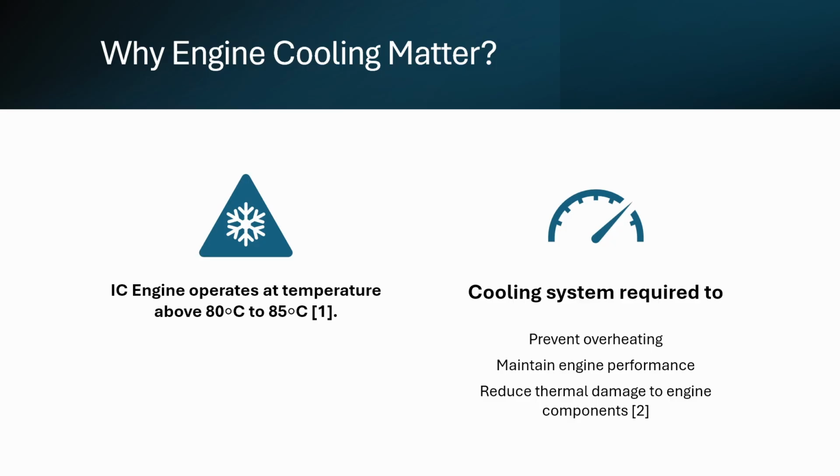First of all, why does engine cooling matter? Why do we have to cool a motorcycle engine or any other engine? As you know, an IC engine operates at a high temperature, around 80 to 85 degrees, but as humans we are only at 37.6 degrees. We need cooling to prevent overheating, maintain engine performance, and reduce thermal damage to components, because at high temperature the engine performance is not good and it can affect the engine components.